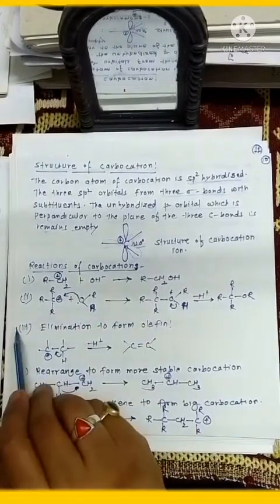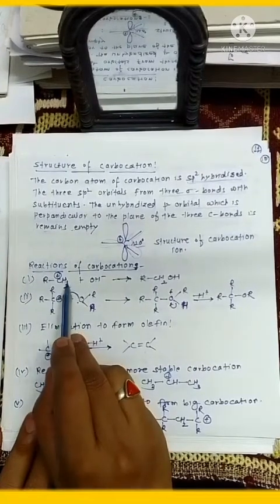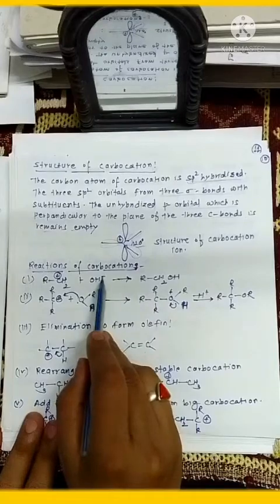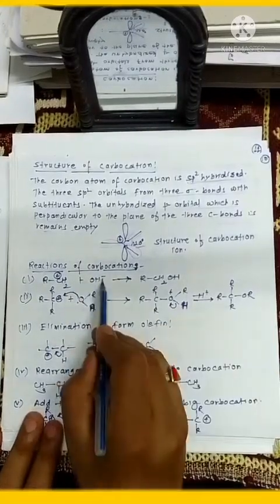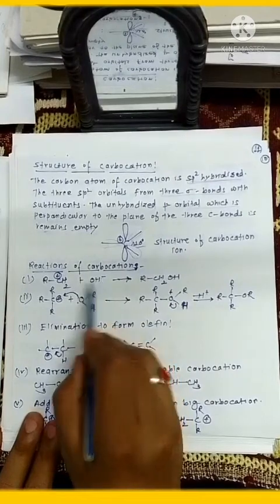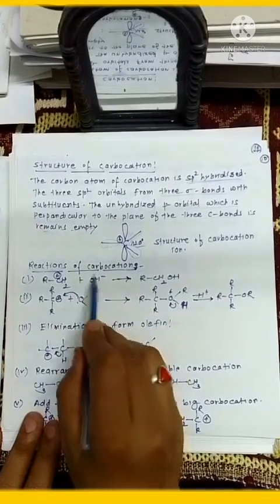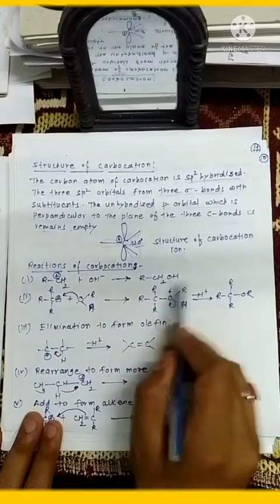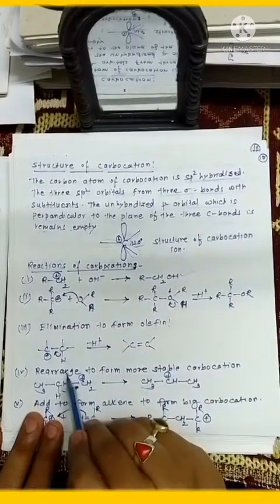Now we are going to see reaction of carbocation. The carbocations are easily attacked by nucleophile. So here OH minus acts as a nucleophile. It attacks on this carbon to form a bond to give an alcohol molecule.